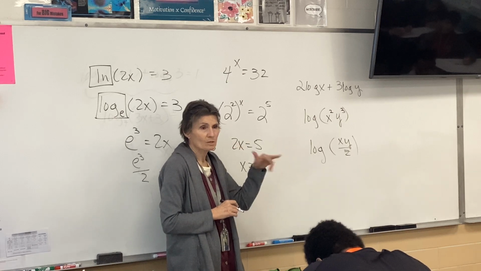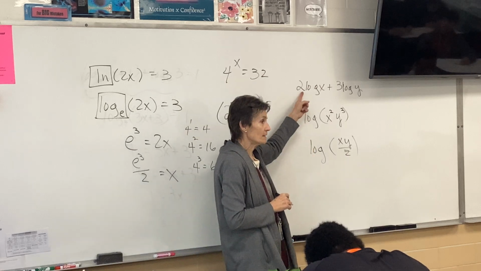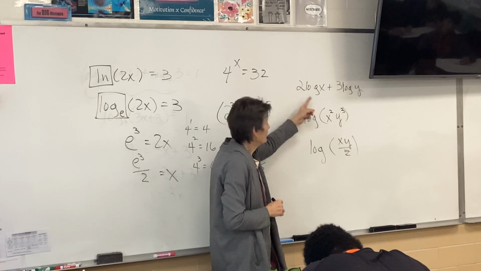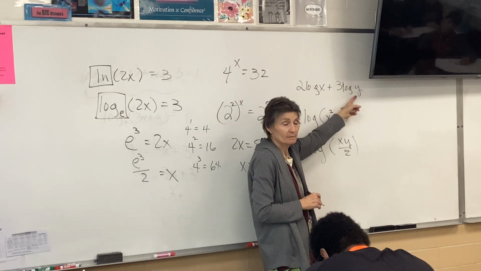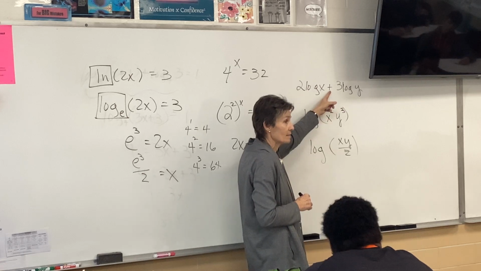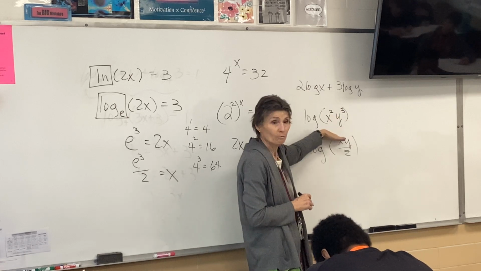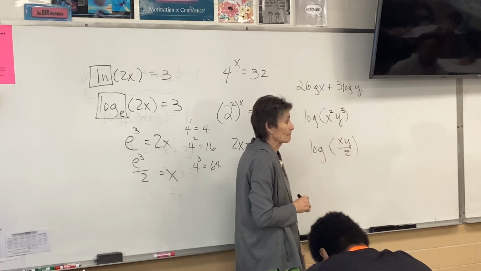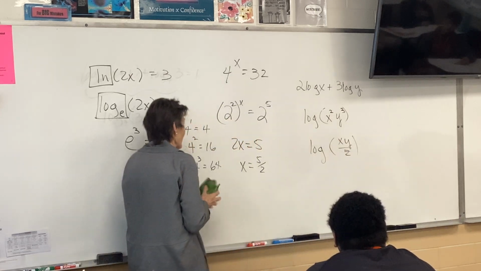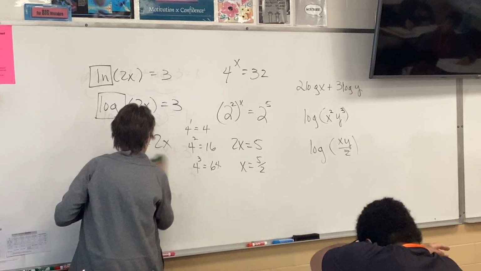So why is it x squared? Because there's a 2 out here, and that's an exponent. And same thing here. That's a plus, so I'm timesing. If that had been a minus, it would be x squared over y cubed. This one's the opposite. That one I'm going to take apart.